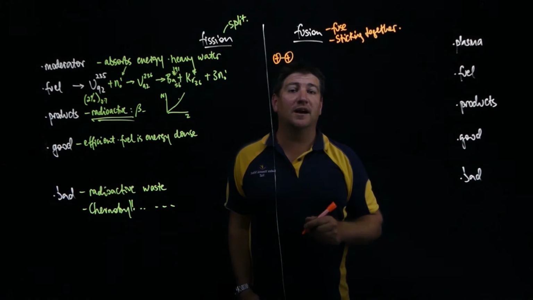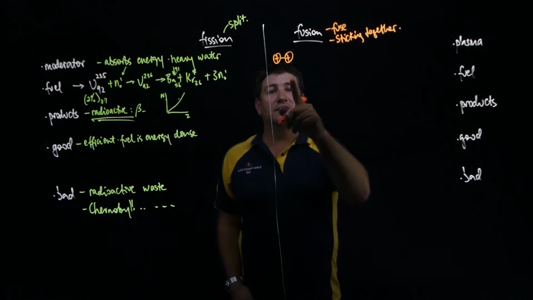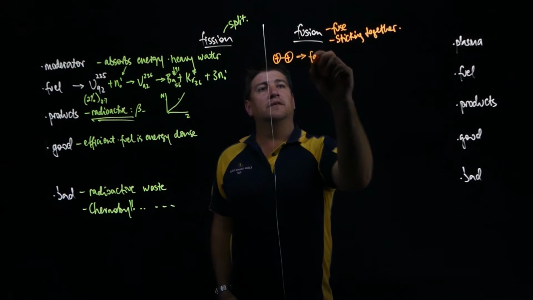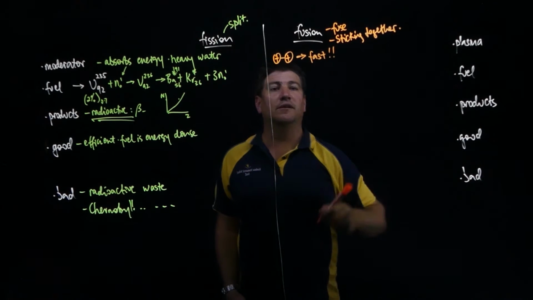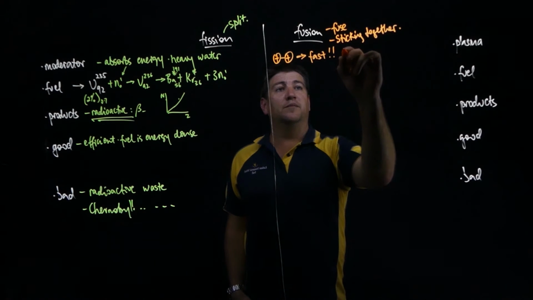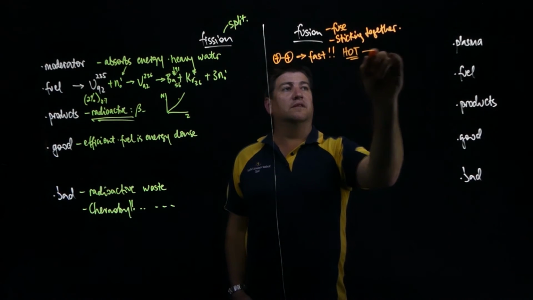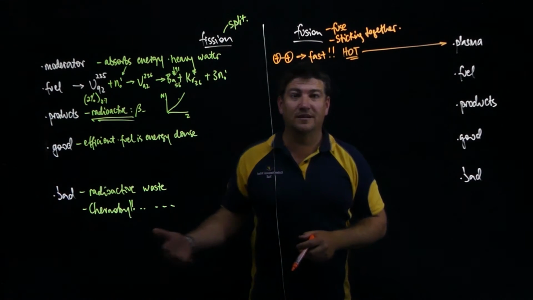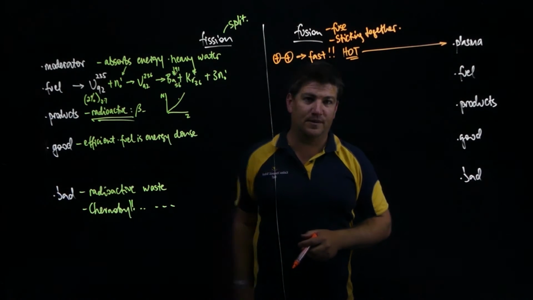So in order to overcome that electrostatic repulsive force, these two things need to be going really, really fast, like near enough to the speed of light fast. In order to do that, they must be super heated. Which is where this thing comes in. These things are beyond the solid, liquid, gas phase. They're well into the next one, the plasma.